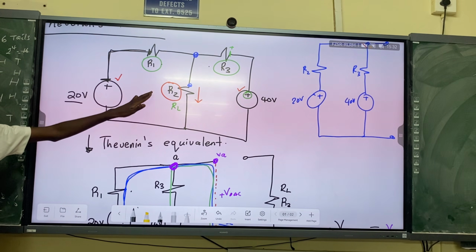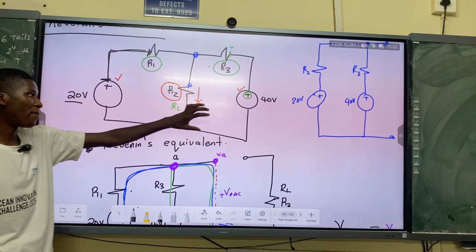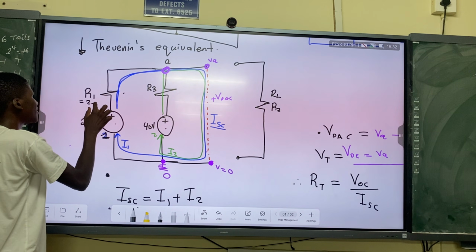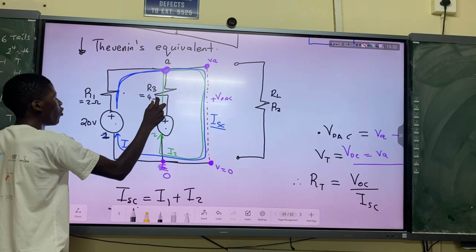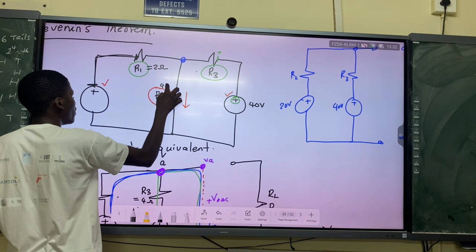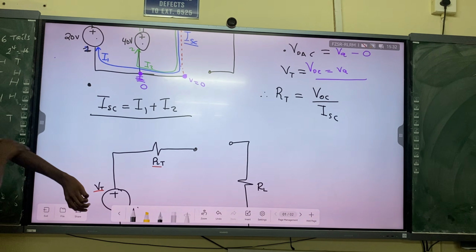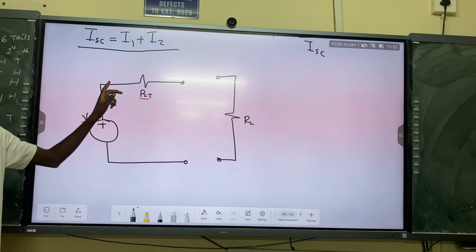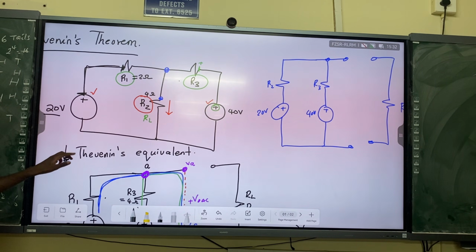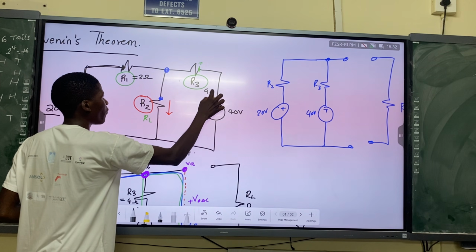So if we are solving this one, R load is this one, and we take it out. Let us just give the resistors numbers. Say R1 is equal to 2 ohms, and R2 is equal to 4 ohms. So it's not 2 ohms here, it's not 4 ohms here. Oh yeah, this is 2 ohms and then this is 4 ohms. So we're having 4 ohms here.